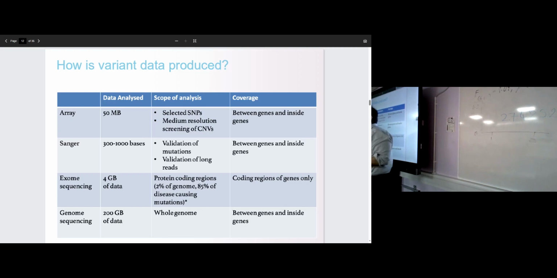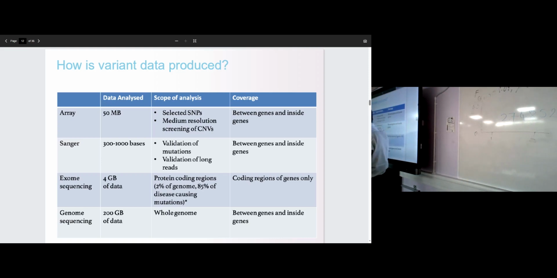Protein coding regions are the regions that encode for proteins in the genes. So you have introns and exons. Genes have bits that are translated into protein and bits that are not. Protein coding regions account for about 2% of the length of the whole genome, but they are around 80% of disease-causing mutations. They are very important because these are the bits that get translated into proteins. But of course, you're going to miss a lot of potentially interesting variants outside of the coding regions.